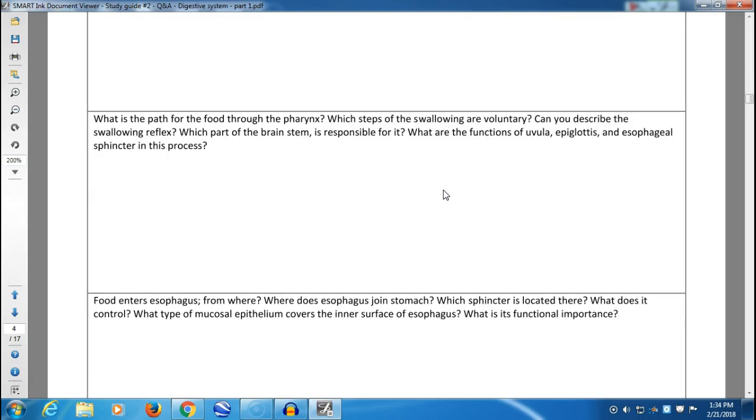Now, the swallowing reflex. So what happens? Tell me. First, when you swallow, what happens first? You push food back into which part of the pharynx? Oropharynx. What happens next? You feel mechanical stimulation. So that stimulation activates what?